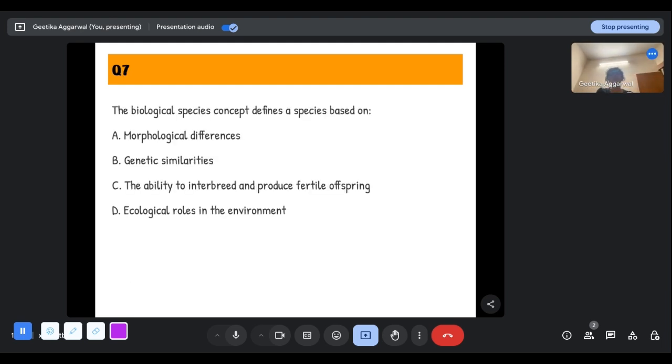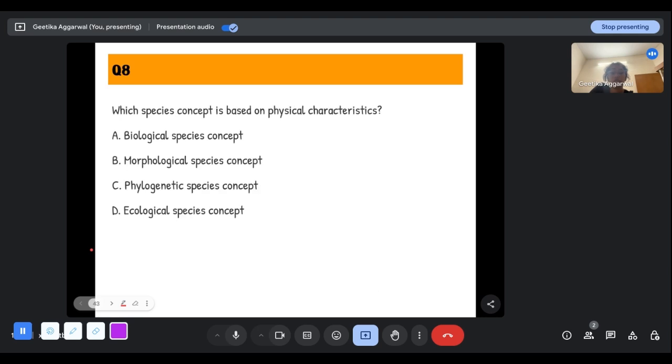The biological species concept defines a species based on what? Is it morphological differences or genetic similarities or the ability to interbreed and produce fertile offsprings or the ecological roles in the environment? So, what does the biological species concept use to define a species? Yeah, so the correct answer to this question is that the biological species concept defines a species based on the ability to interbreed and produce fertile offsprings.